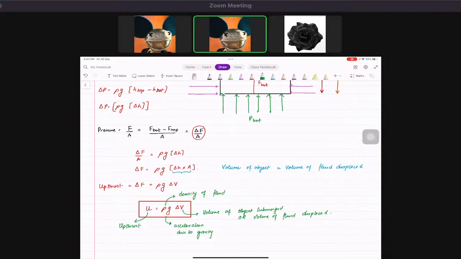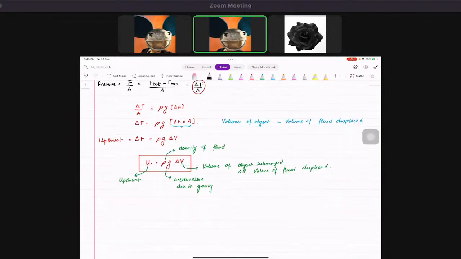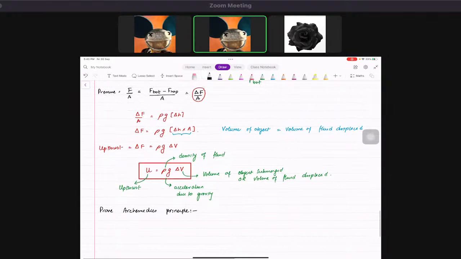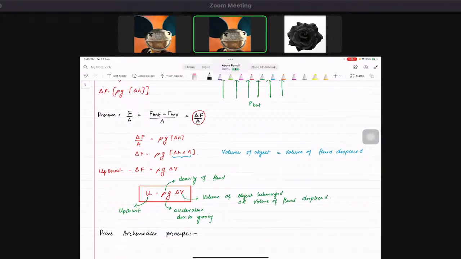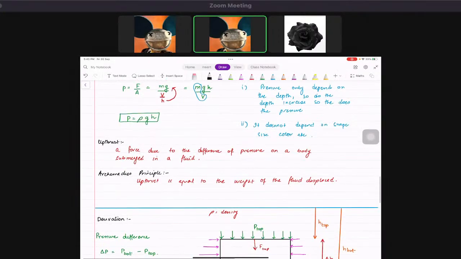Now, from this point onwards, what we can do is prove Archimedes' principle. Have you written this, Tessin? Should I go up? So Tessin, if you go back and recall what Archimedes said, we have just done upthrust, which is the force due to difference of pressure. We do understand that. But now Archimedes says that upthrust is equal to the weight of the fluid displaced.